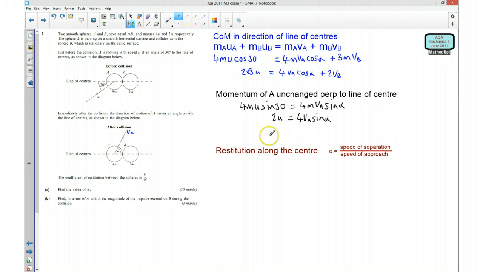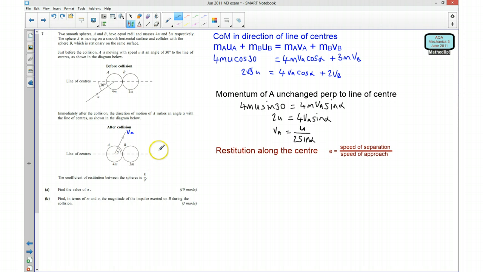Okay, and I'm going to write this as VA is equal to 2u over 4 sine alpha, which is going to be equal to u over 2 sine alpha. Okay, and there you go for that part there. Now for the next part, we're going to look at the restitution along the centre, so in this direction here.